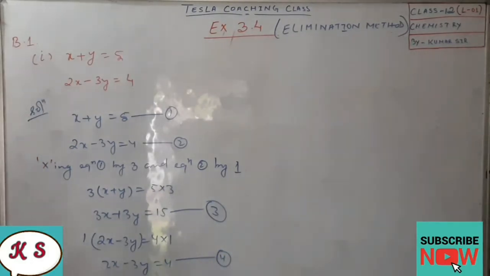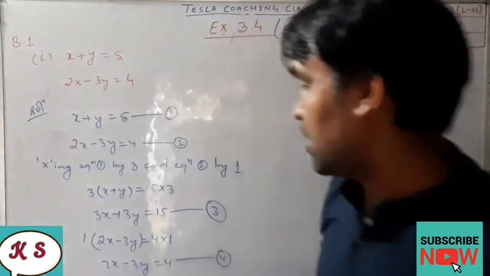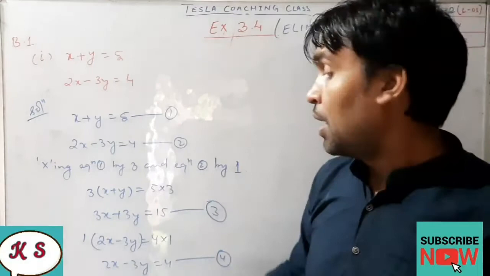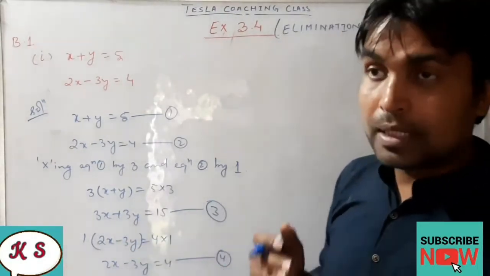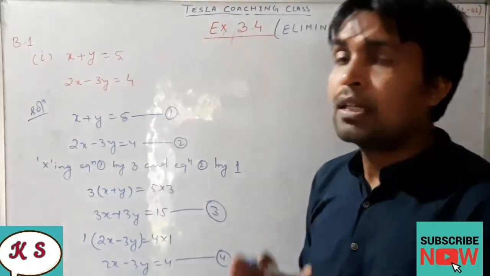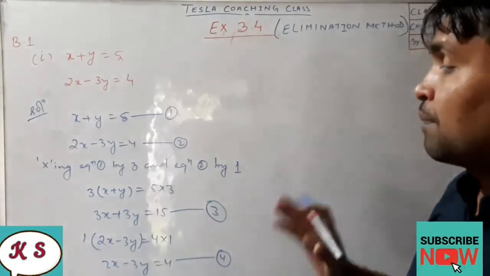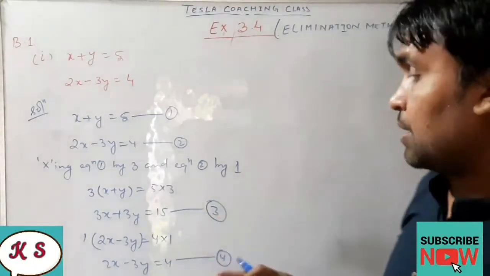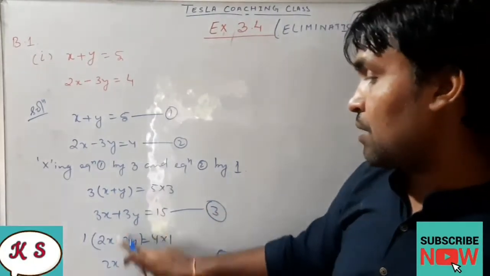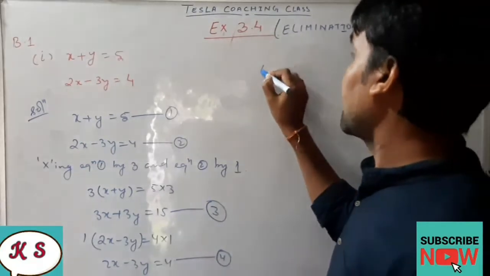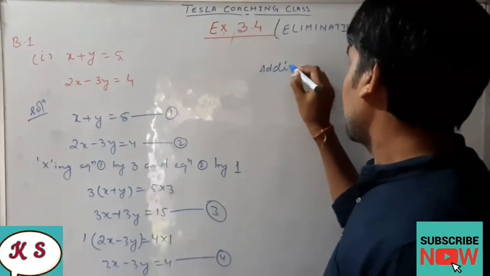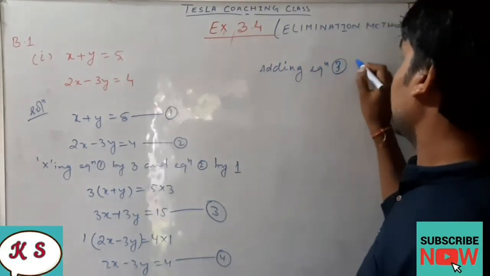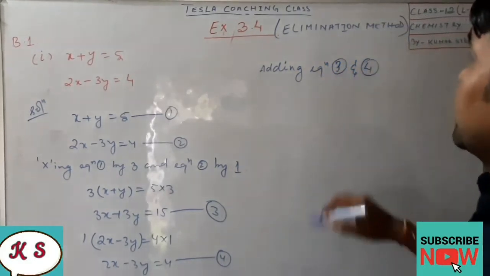Now what we will be doing, students, as you can see, 3y positive, 3y negative. Remember this point: if the terms which you are going to eliminate have opposite signs, then we add. But if the terms which you are going to eliminate have the same sign, then we subtract. Here the signs are opposite, here it is minus and here it is plus. So we'll write here adding equation 3 and equation number 4.